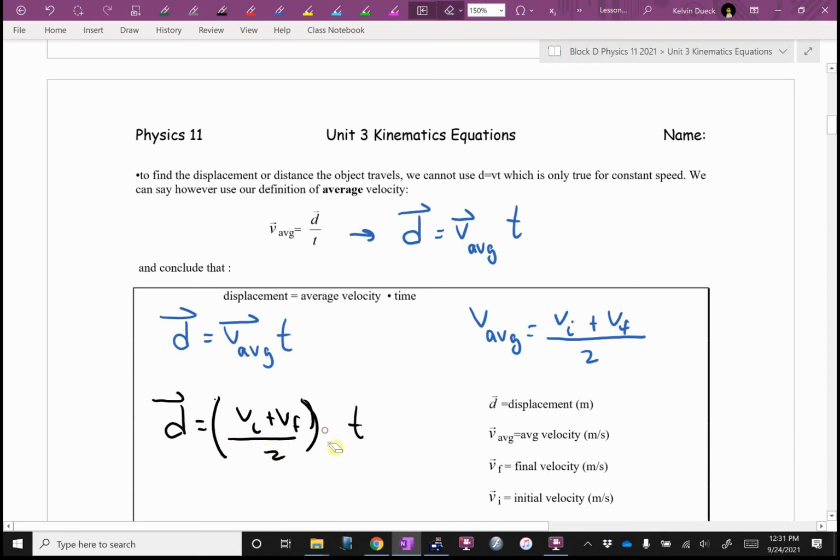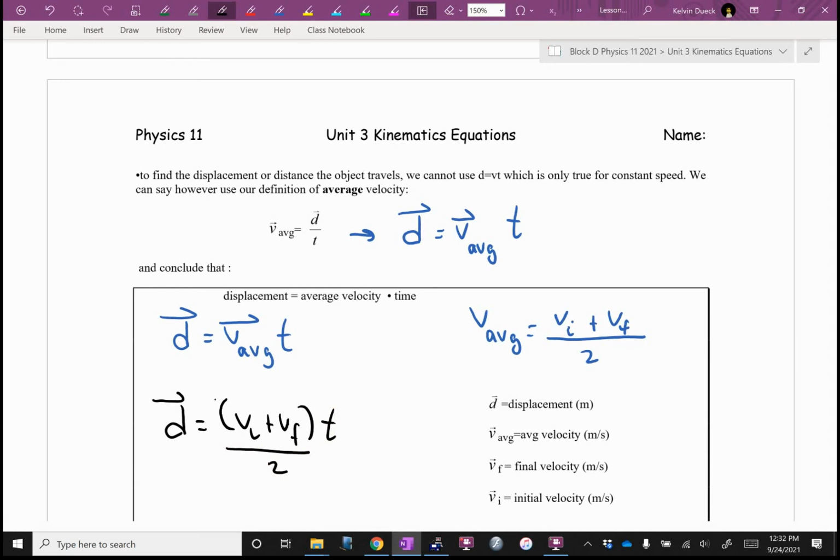over 2. Now let me write this a bit neater. It's going to look like this. Bracket VI plus VF all over 2 times T. That's average velocity times time in disguise.